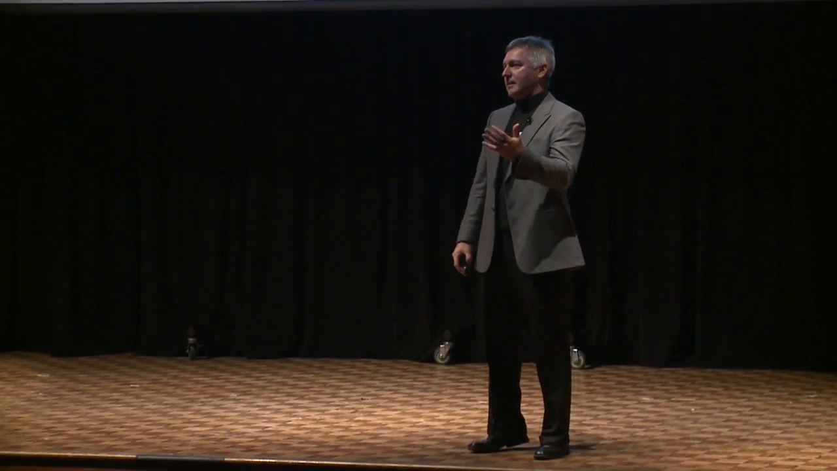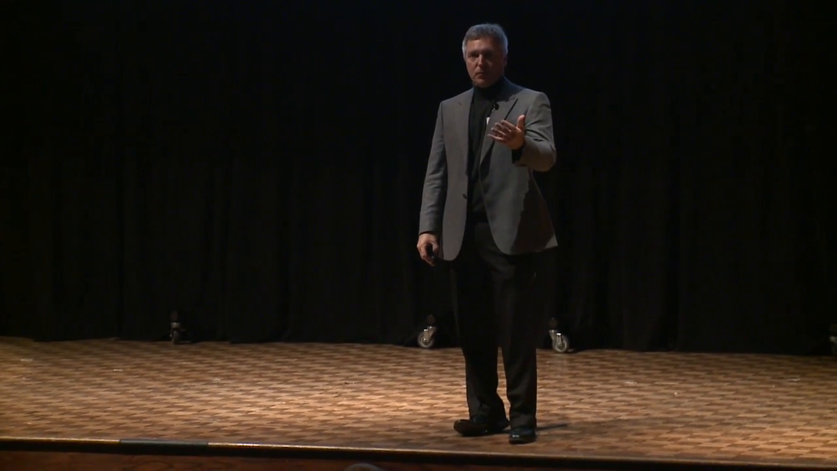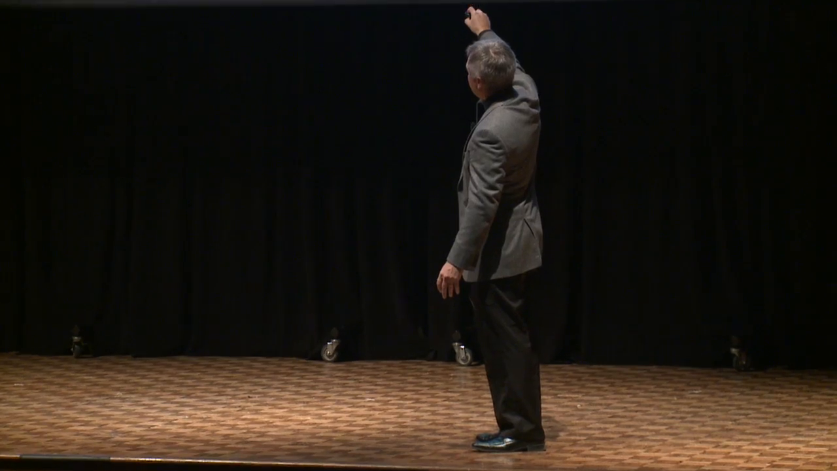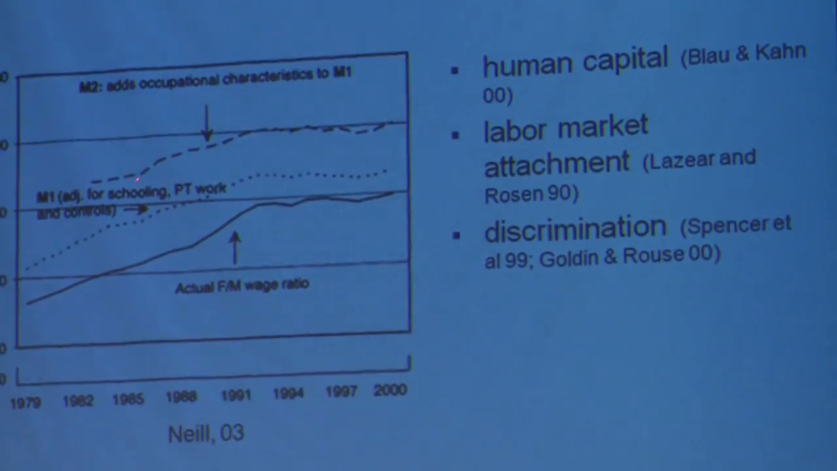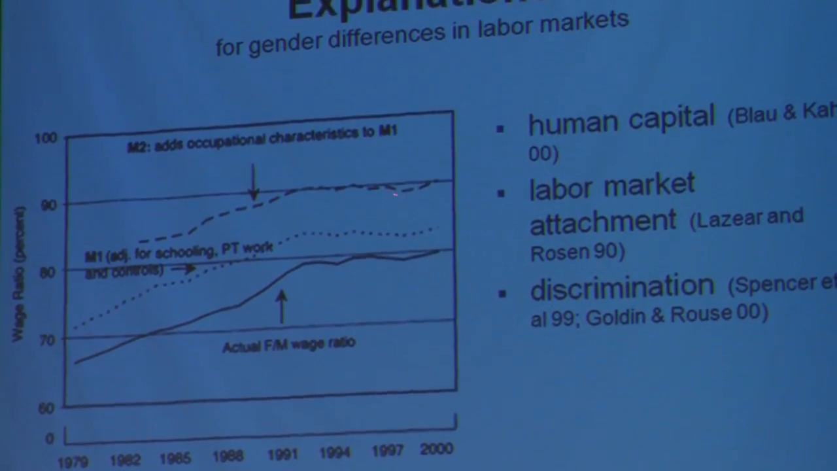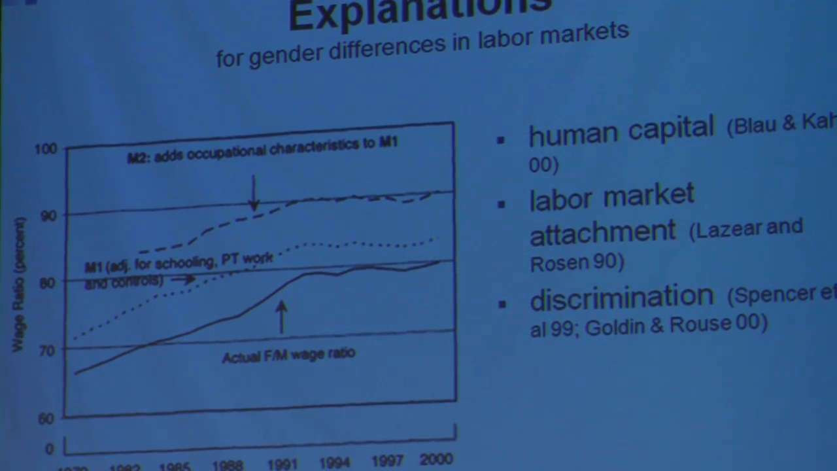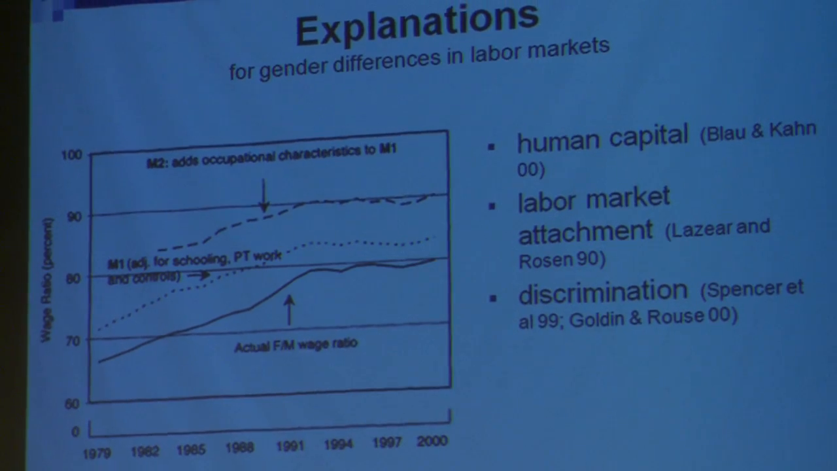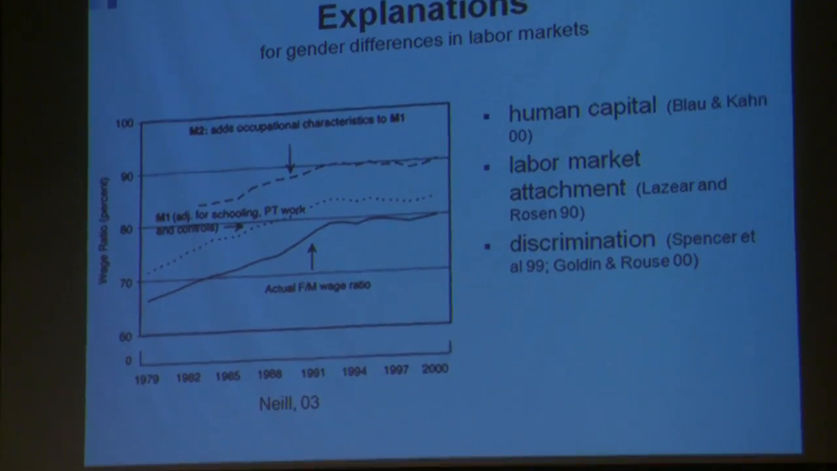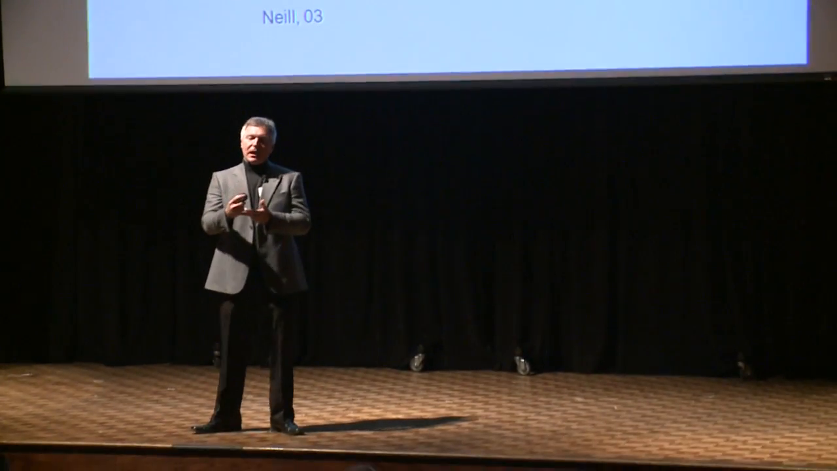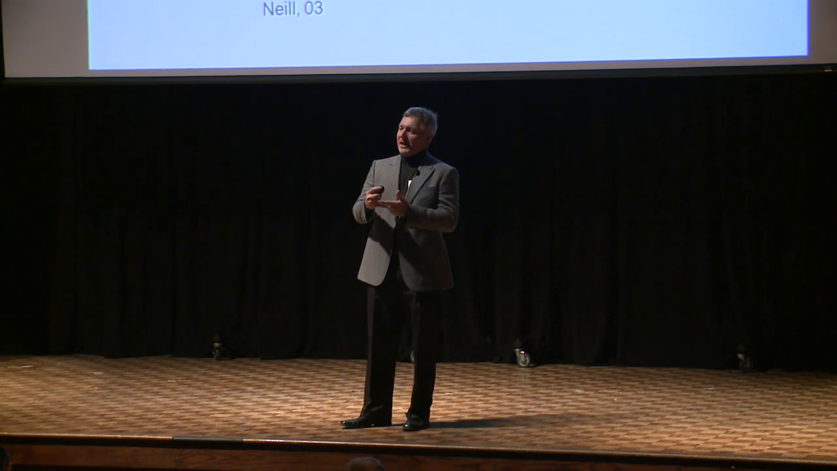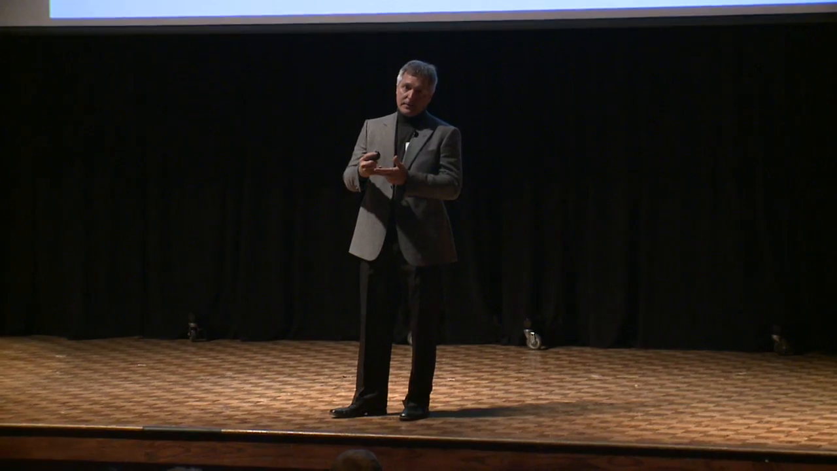Many times women like to take time out of the labor force to rear their children, much more often than men. That regression just shifts up to here, and then we can add occupational characteristics, and we have a difference of about 90 cents on the dollar. So we can control for all the differences that we know between men and women, what jobs they're in, their human capital, how much time they take out of the labor force. We still find that women earn about 90 cents on the dollar compared to men.